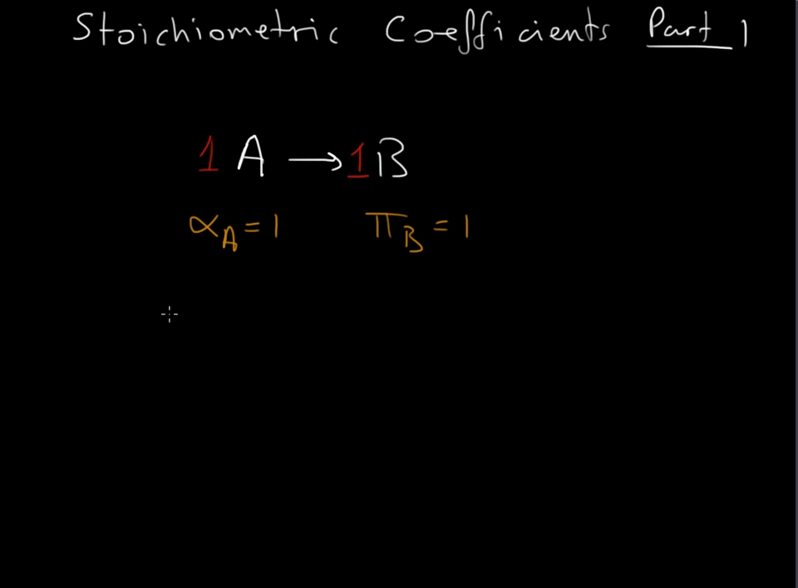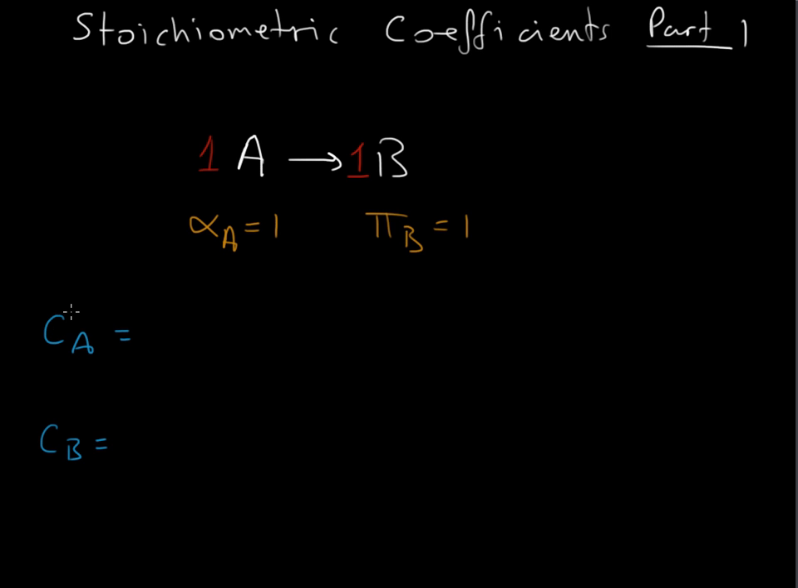Now what about the stoichiometric coefficients? Well, there will be as many stoichiometric coefficients as there are species in the reaction. In this case there's two species, A and B. So let me write down symbols for the stoichiometric coefficients using the symbol C. So there's only two. So what are the stoichiometric coefficients?